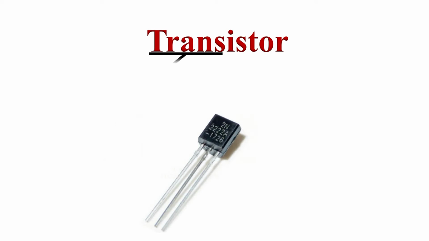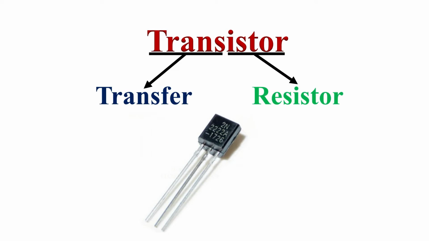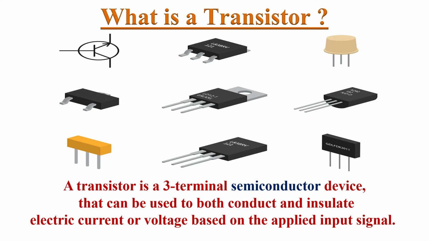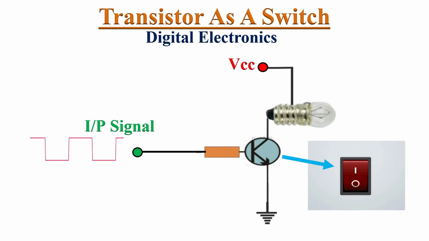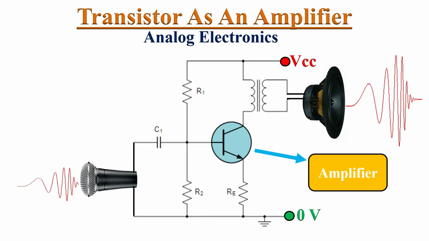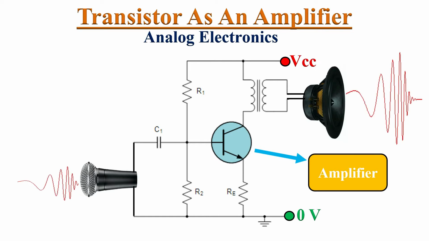The name transistor comes from the merger of two words, transfer and resistor. So it performs some sort of transfer of resistance. Transistors come in many shapes and sizes. It is a three-terminal semiconductor device which can act as a conductor or insulator based on the applied input signal. Due to this property, transistors can act like a switch with no moving parts, and they can amplify a weak signal. In fact, amplification is the basic function of a transistor.